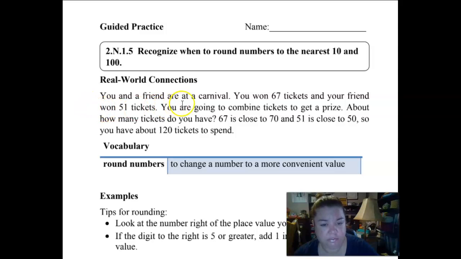So if you and a friend are at a carnival and you won 67 tickets and your friend won 51 tickets, and you're going to combine your tickets to get a prize, about how many tickets do you have? About means you don't need the exact number, you just need to be close. So 67 is close to 70, and 51 is close to 50. So you could add 70 and 50 together and know about how many you have, which is about 120 tickets to spend. Okay?